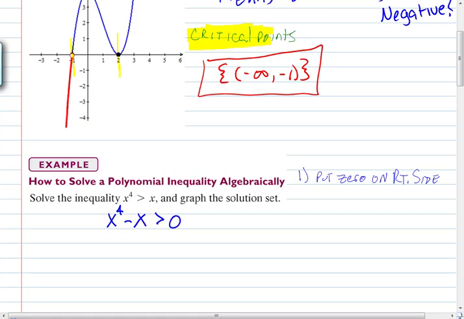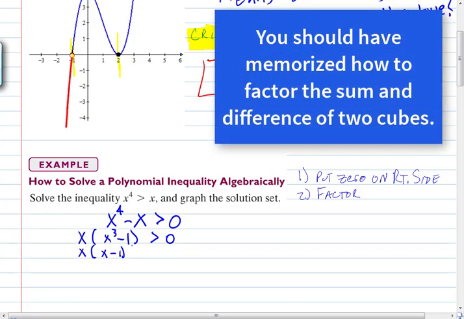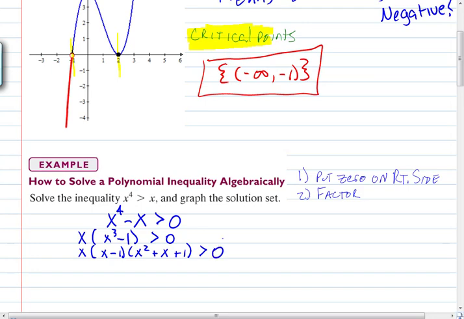Your next step then is to factor the polynomial. That makes it easier to find those critical points. So right here we're going to factor a common factor of x out, and that's going to leave behind what? x cubed minus 1. Will that factor further? This is the difference of 2 cubes. Remember, we can factor that. That's going to factor further into x times x minus 1 times x squared plus x plus 1. And this is going to be an irreducible quadratic factor. It's prime. It won't factor further.